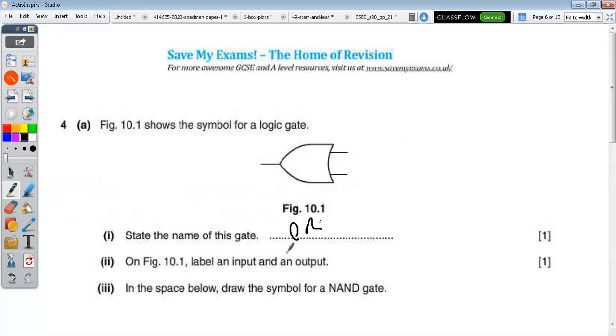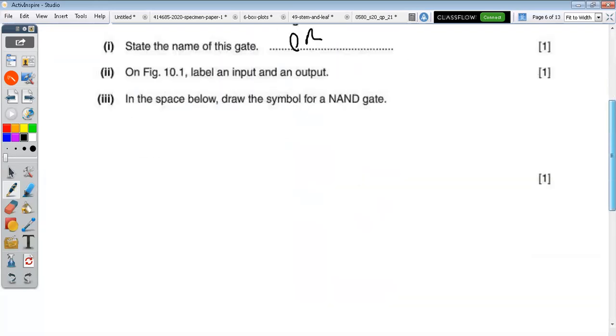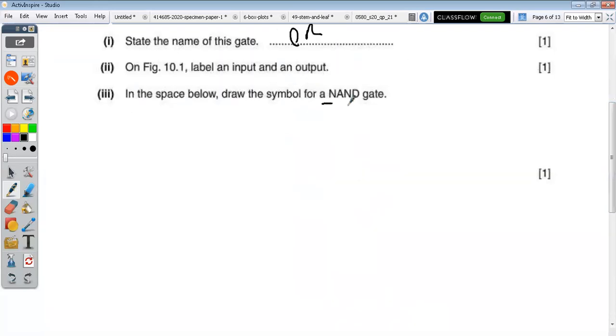Label input, so these are the inputs here. Input, input, and this is always the output. Output. NAND gate means not AND gate. Your normal AND gate, like this, then a NOT here.